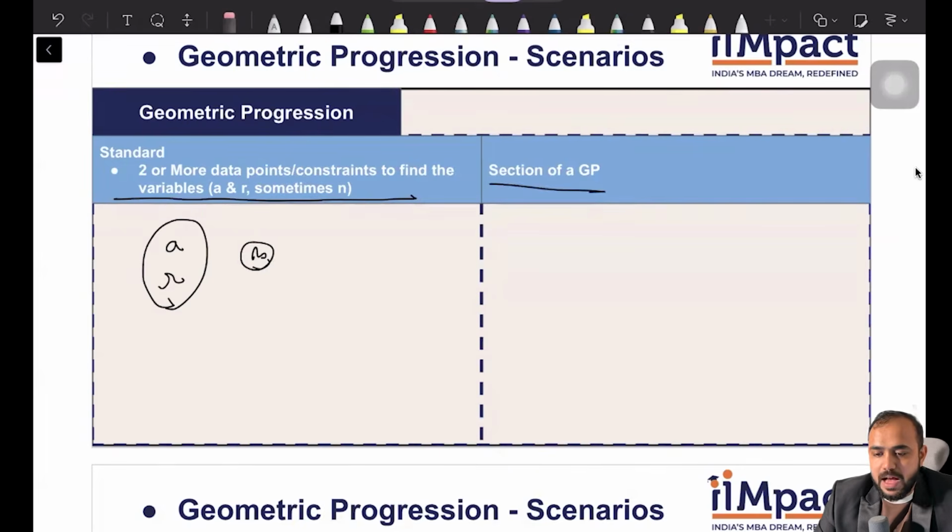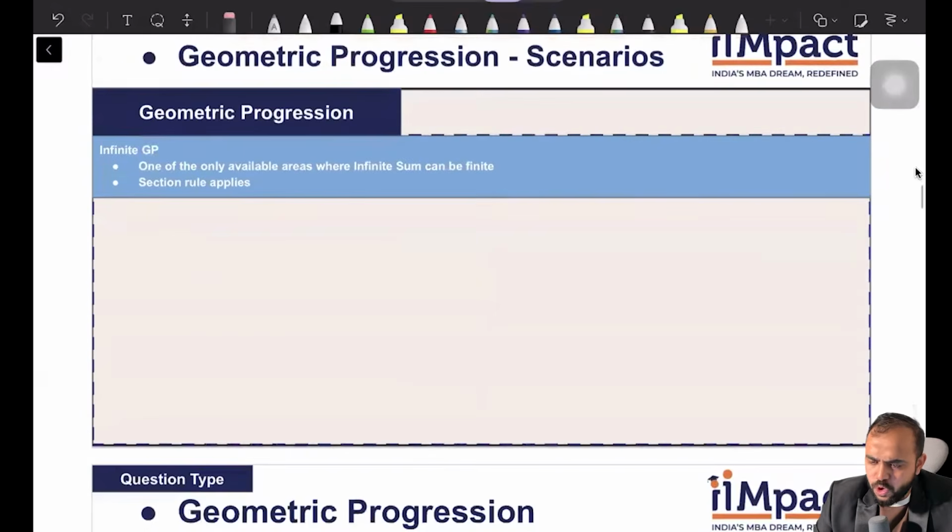Section of a GP. If you take a smaller section of a GP, it will still be a GP, because the fact that something is an AP or GP does not depend upon the overall sequence. It only depends upon the next and previous term. And as long as you are maintaining that, it doesn't matter which section you pick. So a section of a GP will also be a GP. Something which is used a lot in infinite GPs. All right, so again, I'll show that to you in an example.